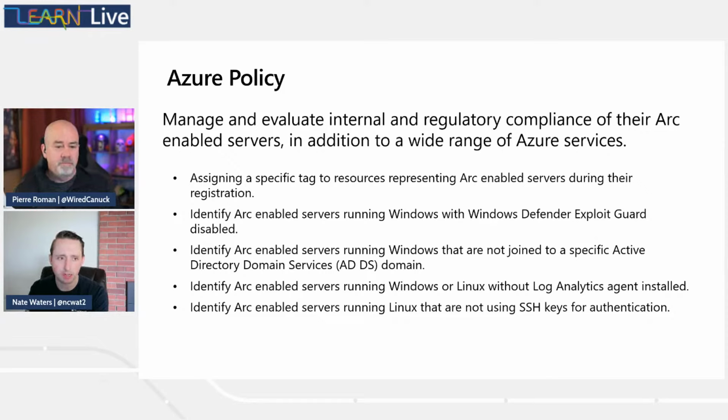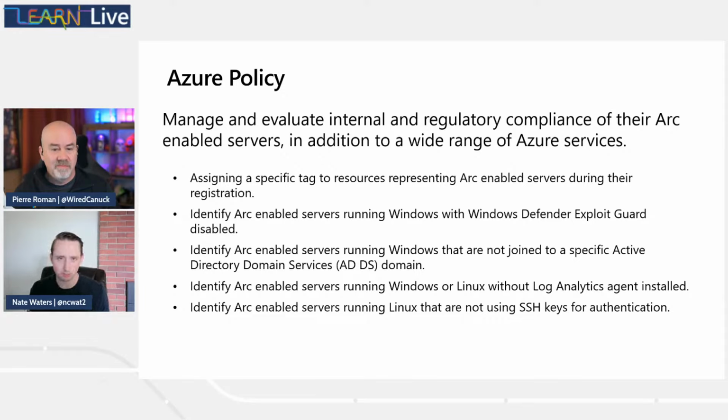Right. I think some common policies we see are that you can identify Arc-enabled servers running Windows that are not joined to a specific Active Directory Domain Services domain. Yep. That will really quickly help you reveal which ones need to be connected properly to AD. Or you can identify servers without the Log Analytics agent installed, so you can make sure that you can properly query all of those servers.